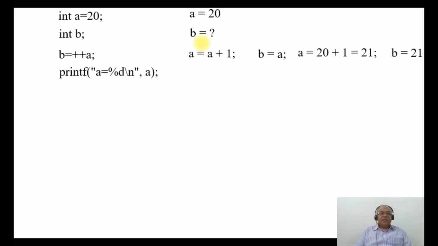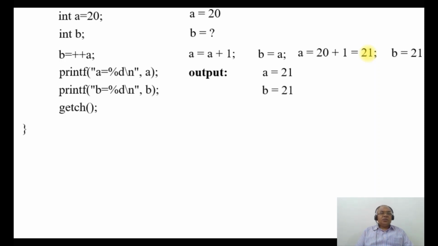So printf %d, a will be equal to 20, output is a, since a value is 21, and also the b value, which also becomes 21 only. So this is how you will be able to get this.